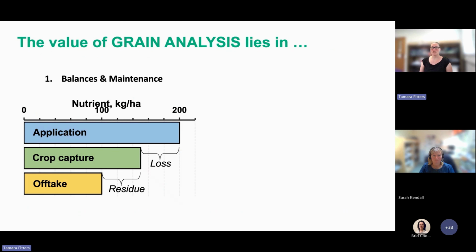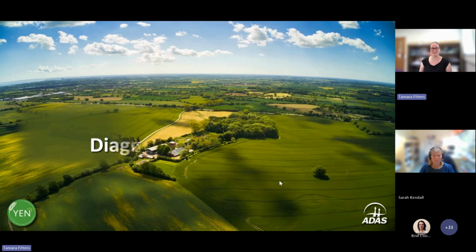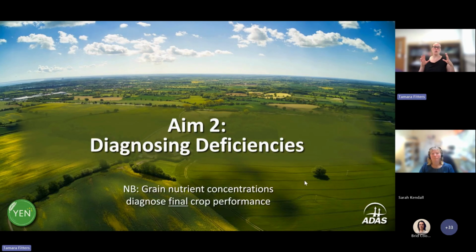So then if we go back to our little graph about balances and maintenance. We've looked at our balances and maintenance. We did our nutrient account, and then we can look at diagnosing the deficiencies and excesses. What's important to keep in mind is that grain nutrient concentrations diagnose the final crop performance. So it doesn't give you any information for in the middle. If you want to know anything about what's going on mid-season, you'd have to do a leaf analysis.